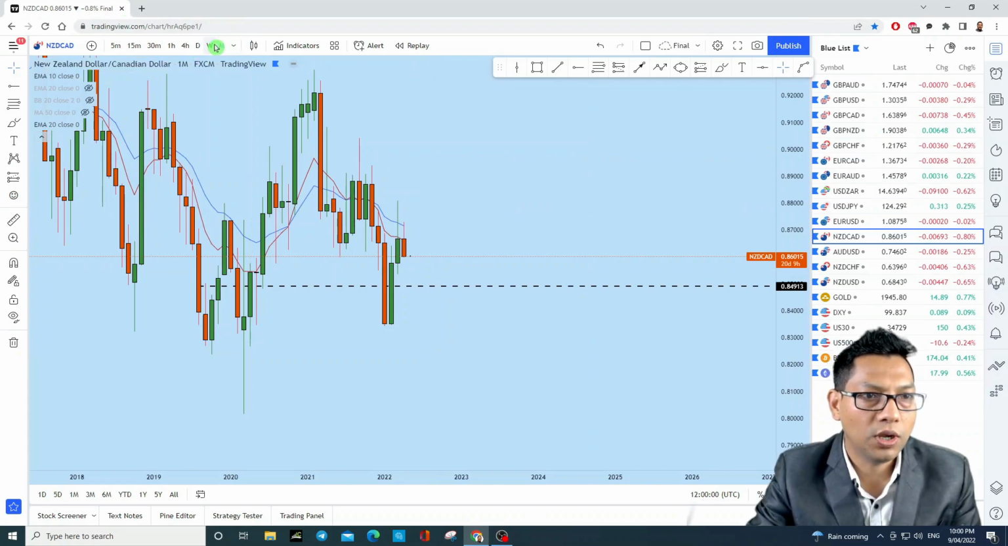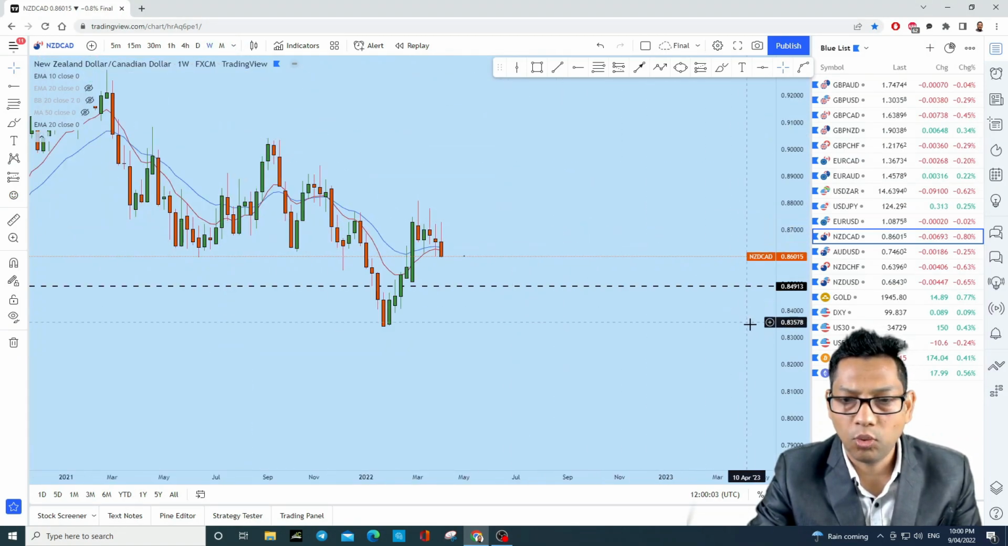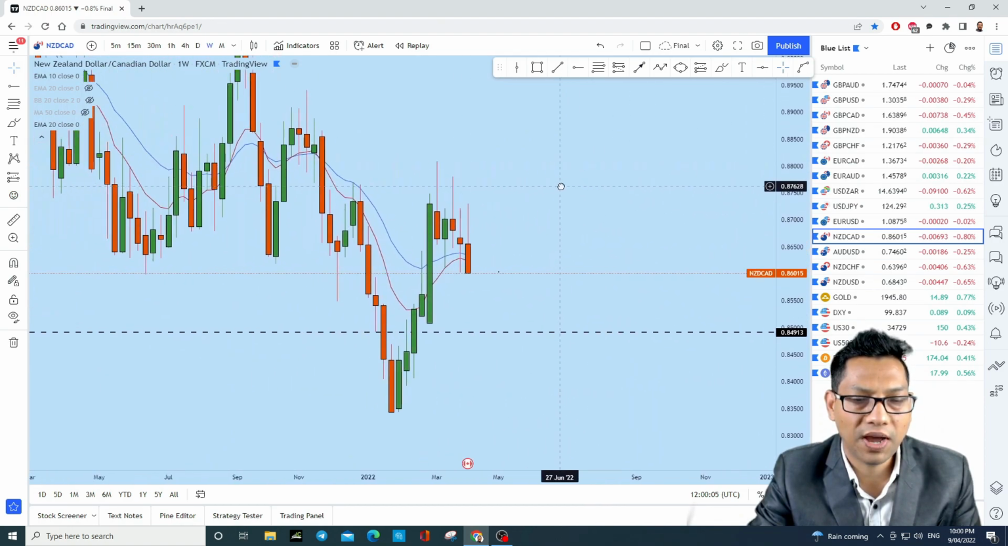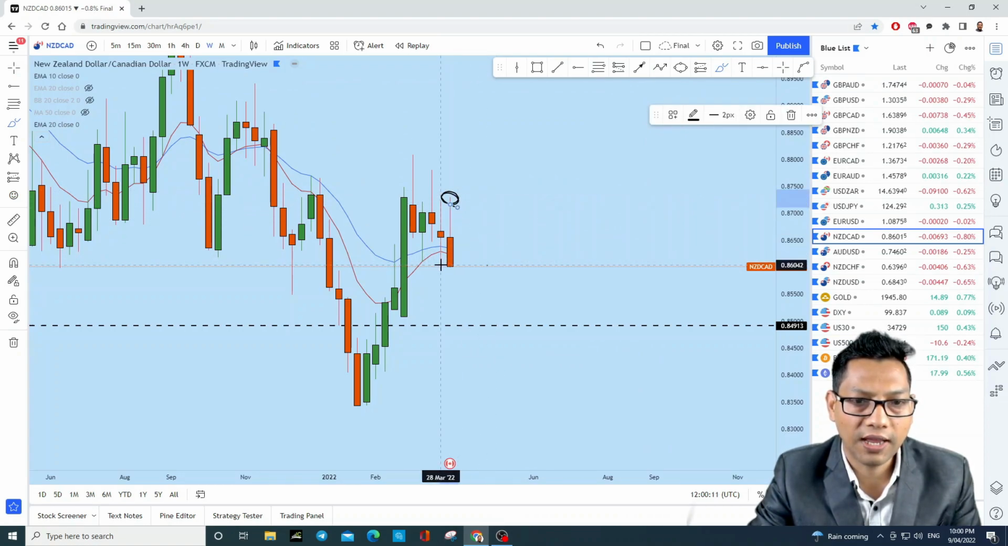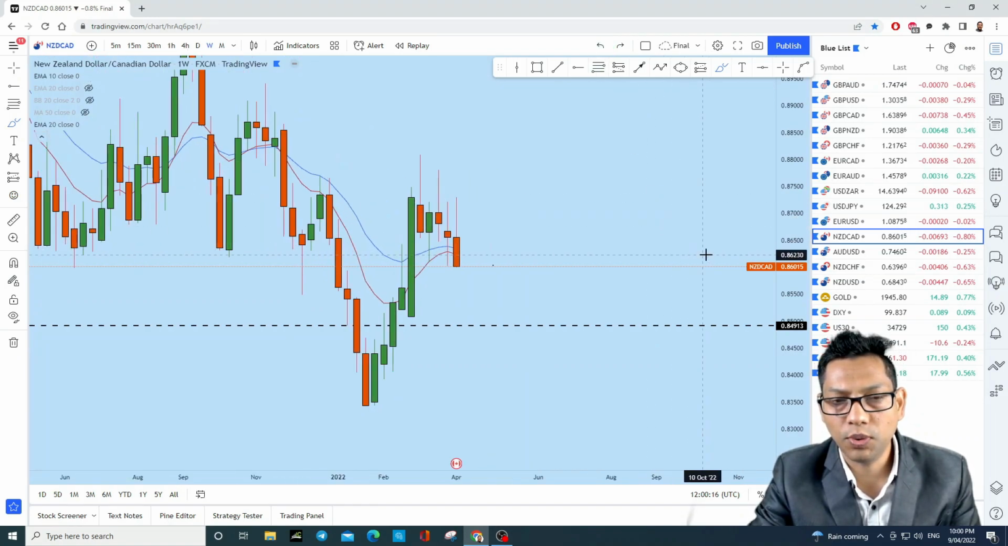So let's see on the weekly how it looks. Now on the weekly we saw that this is a perfect bearish engulfer. As you can see, the price crossed the high and has now closed back below. So what I think is that NZD is going to be weaker next week.